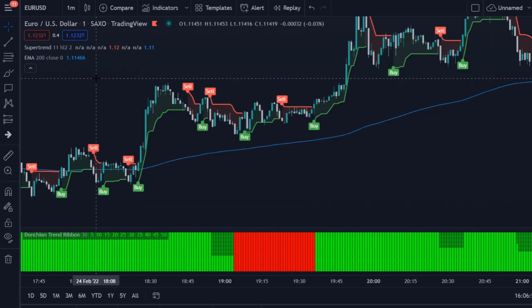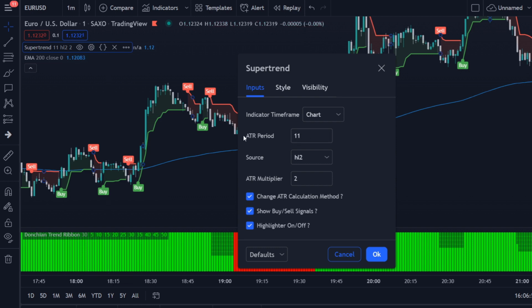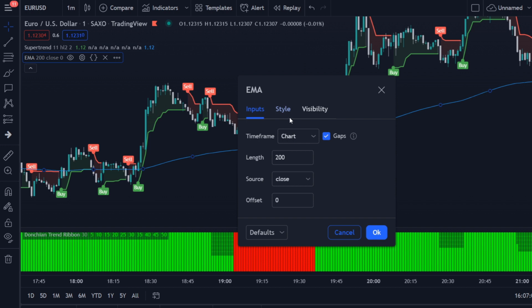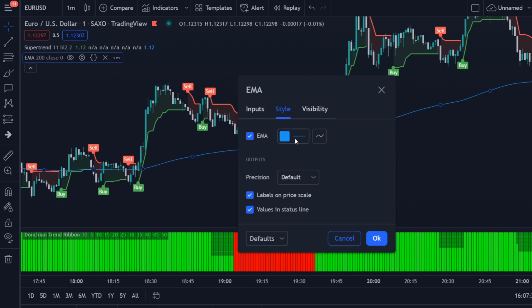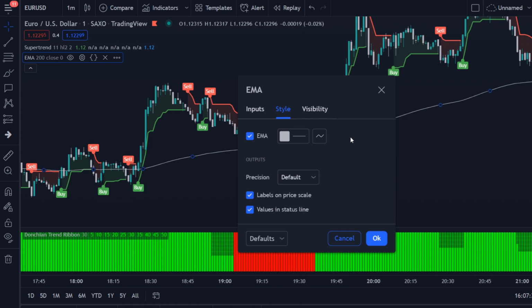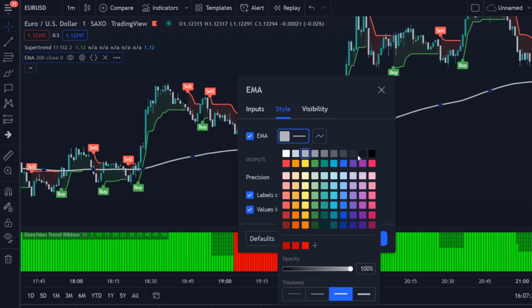And then we are going to adjust the settings. So we start with the supertrend. I'm using the ATR period 11 and the ATR multiplier 2. Then I head over to the exponential moving average and I make sure that I use a 200 exponential moving average. So adjust it. Do not use the default settings. And you can play around with the colors. Let me make it gray and a little bit bigger as well, thicker.